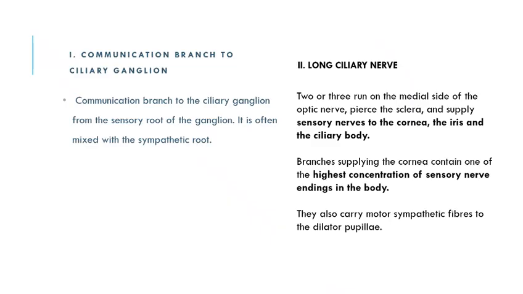Now let's see the communicating branch to the ciliary ganglion. It comes from the sensory root of the ganglion. It is often mixed with the sympathetic group. And next is the long ciliary nerve.